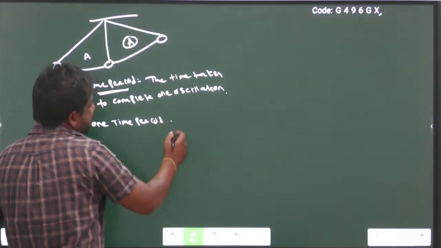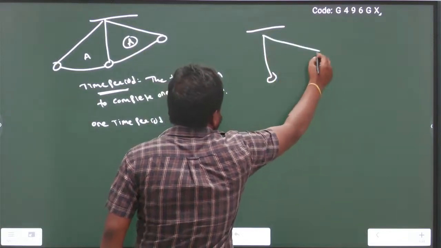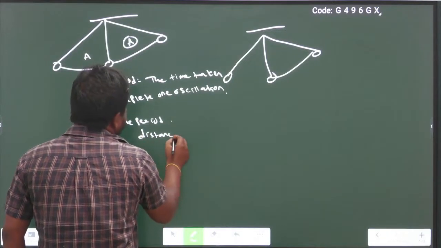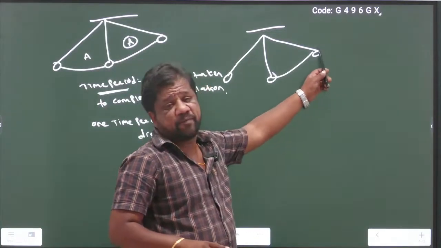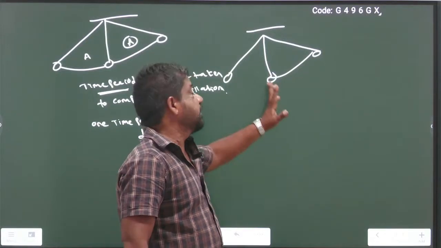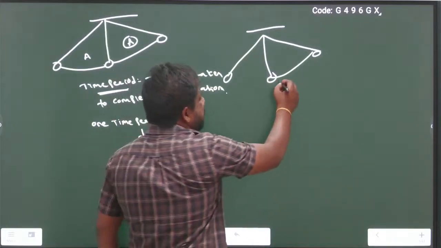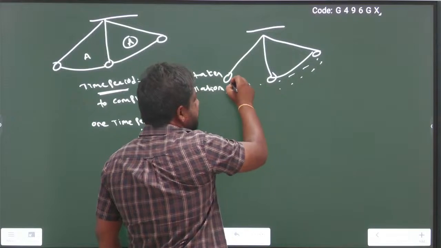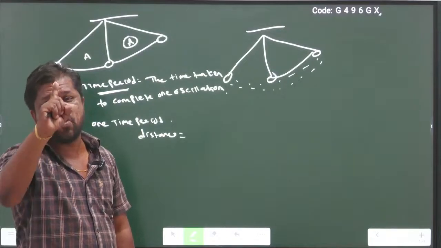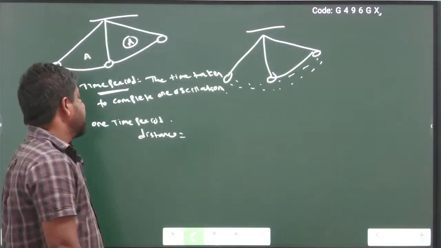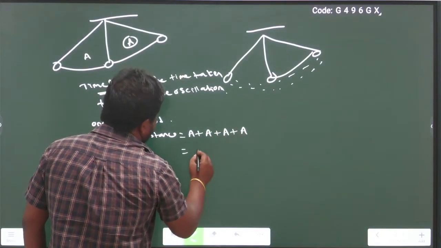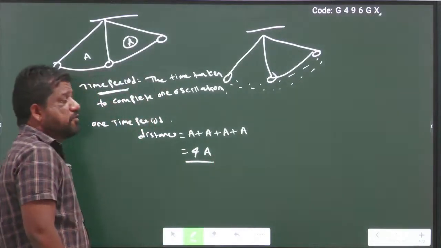Look very carefully here. This is the origin. It goes first from here to here. One time period means, everybody look carefully, from mean to extreme, from extreme to mean, again from mean to the other extreme, and again back to mean. This total journey is called one time period. So the distance covered will be A plus A plus A plus A. Followed everybody? Most important question. Distance covered in one time period is what?